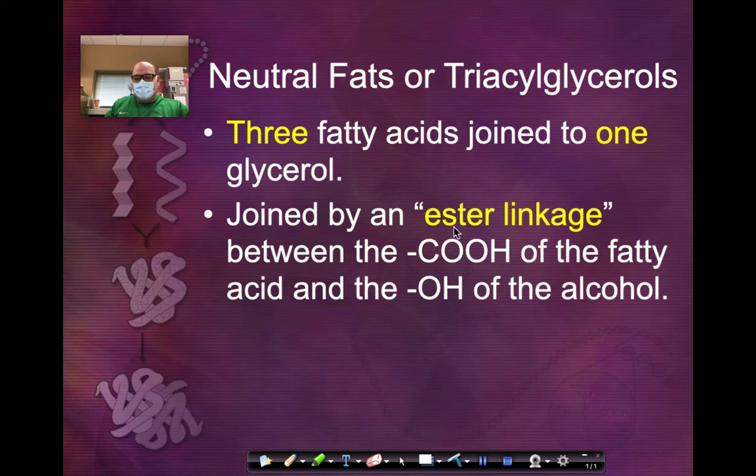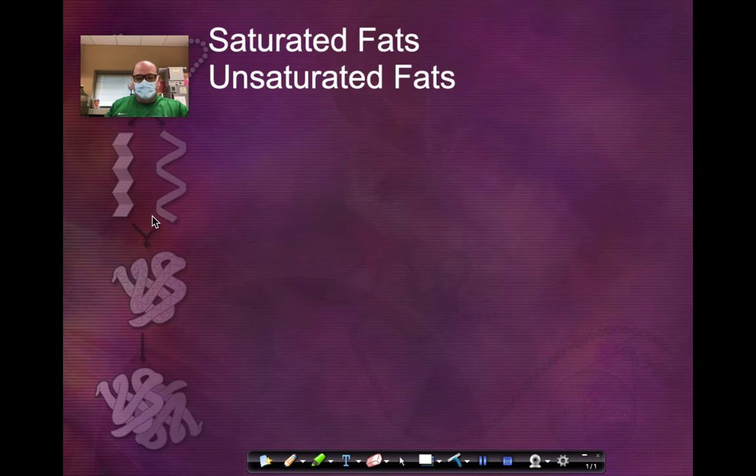Now, this is one of those what I would call level 3 knowledge. I probably won't ever ask you about this, but if you're a chemistry nerd, it is joined by what's called an ester linkage. All right.